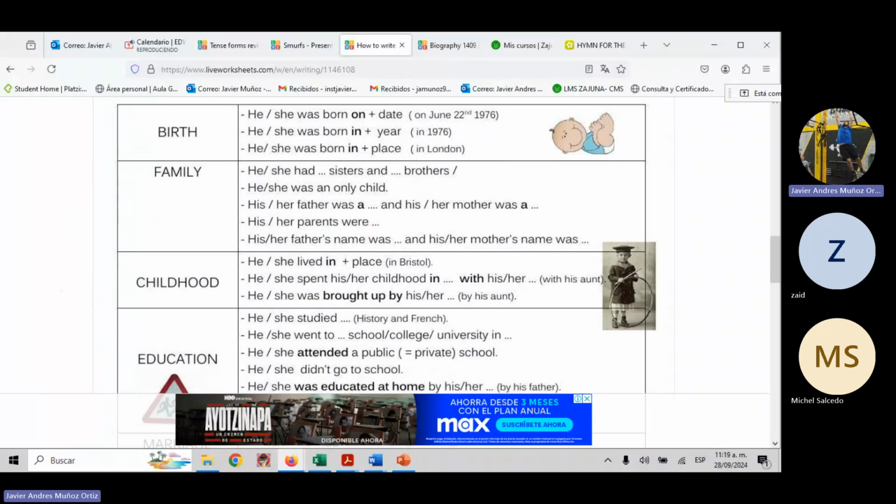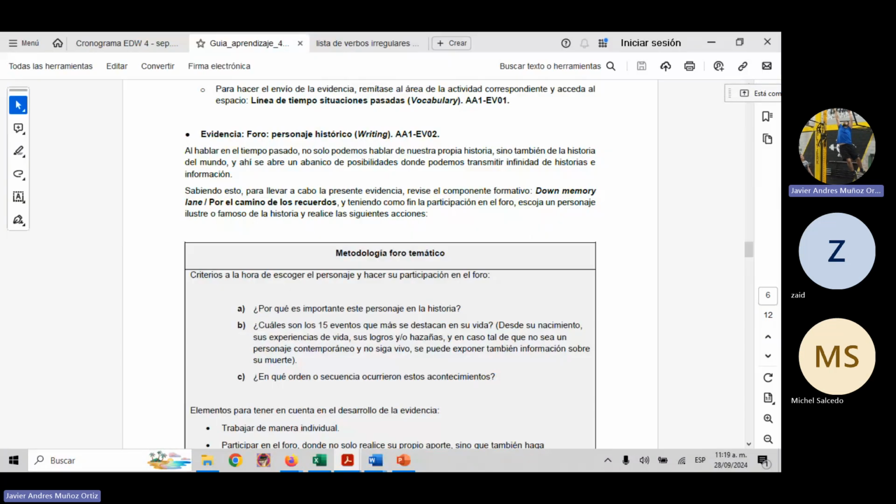So that's coherent with what the learning guide asks us to present in our activity, because we are talking about his early childhood when he was 5 years old, then 7, then 10, 15, 20, 50 years old, right? So it's coherent to take into account this proposal for you to present your biography, because the learning guide asks us to talk about 15 events of his or her life, from a person that's important in history.